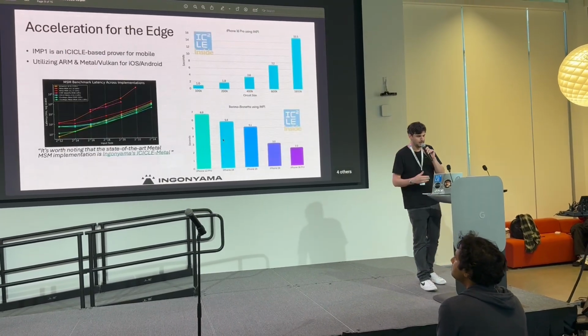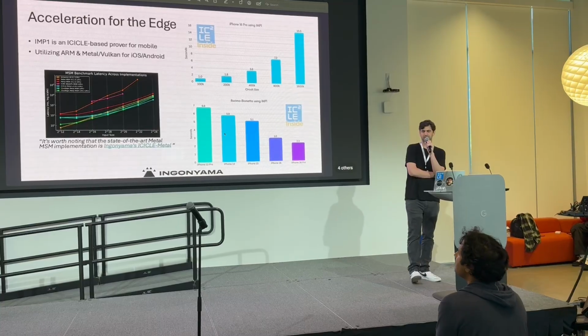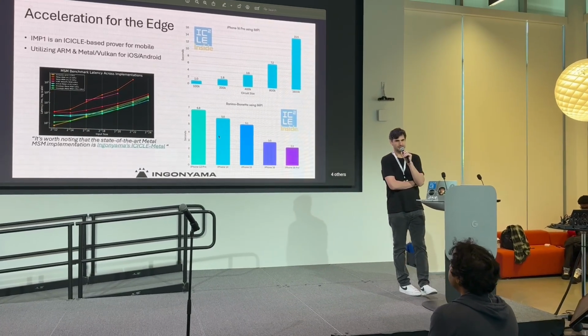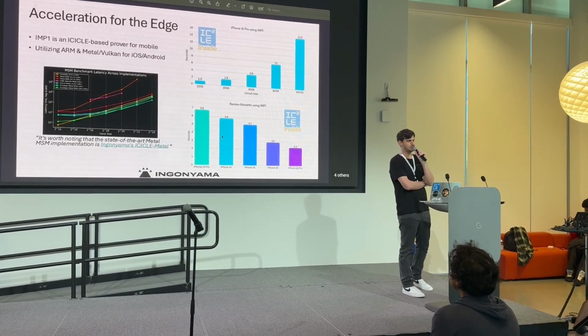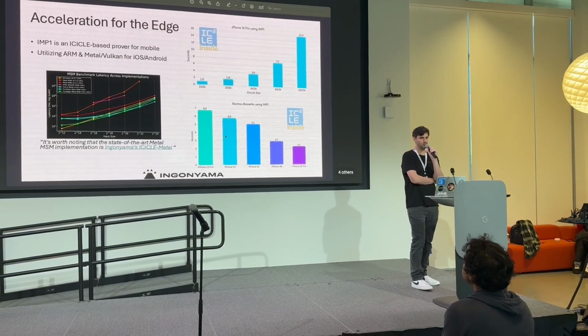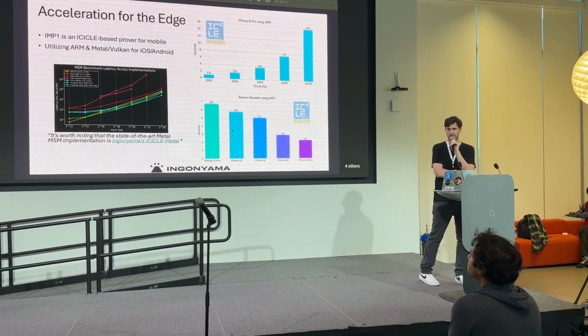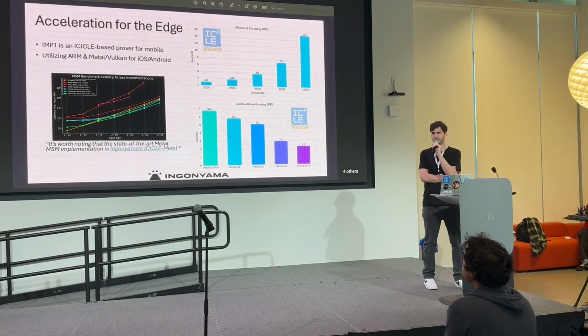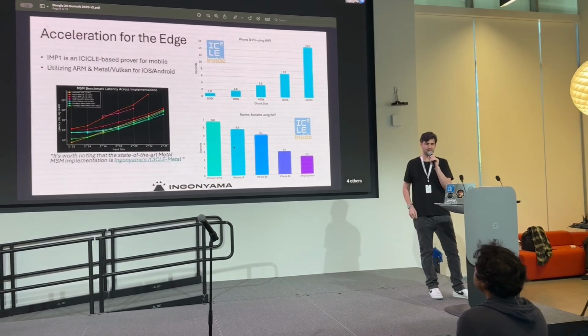Another thing that you can do is to go to the edge, right? So we decided to take one of our provers and adapt it to run on mobile. It's called IMP1, Ingonyama Mobile Prover 1. It's based on Groth16, and it already achieves very nice numbers, right?